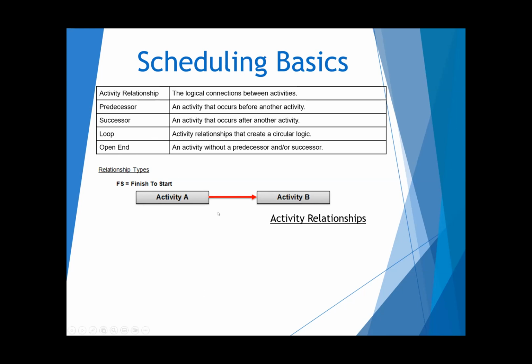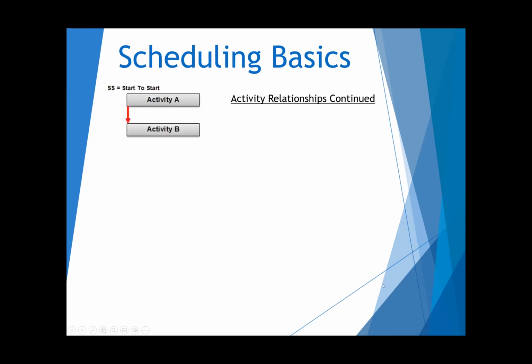So the first relationship is a finish to start. You see activity A is finish to start to activity B, so activity B cannot start until activity A is completed. A finish to finish represents activity B finishing at the same time as activity A. Then a start to start is activity A starting simultaneously with activity B.